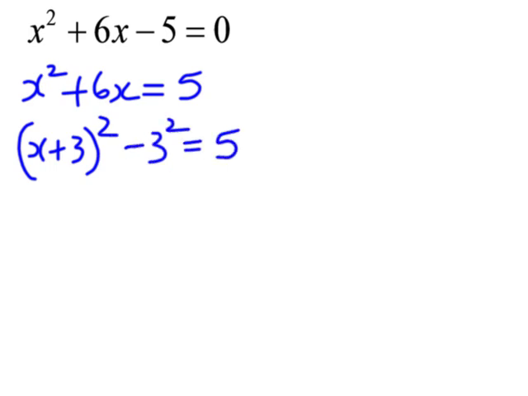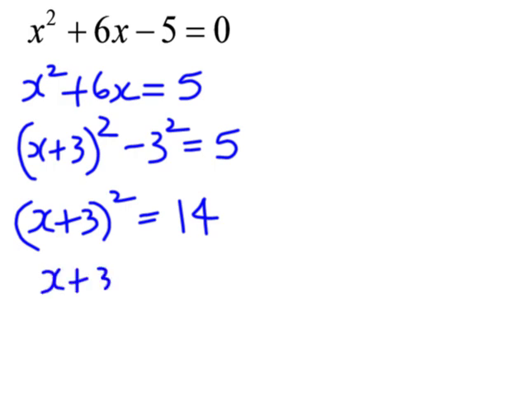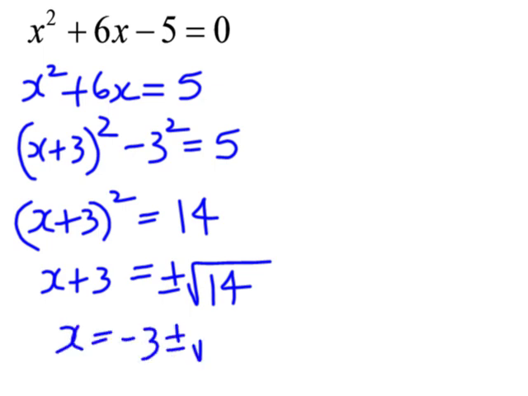Now, you can see here we have what? Well, minus 9 and 5 are 14. So we go x plus 3 all squared. When we move that across, we get 14. Then we have x plus 3. Now remember, put a plus and a minus square root 14 when we take the square root of both sides. And then we just move the 3 across, x equals minus 3 plus or minus the square root of 14.